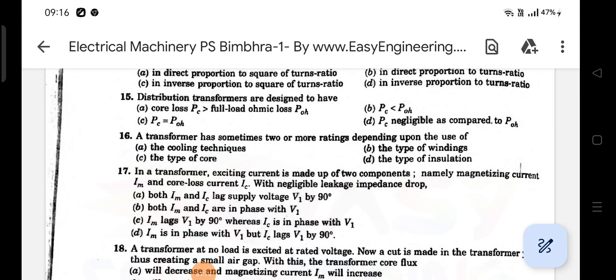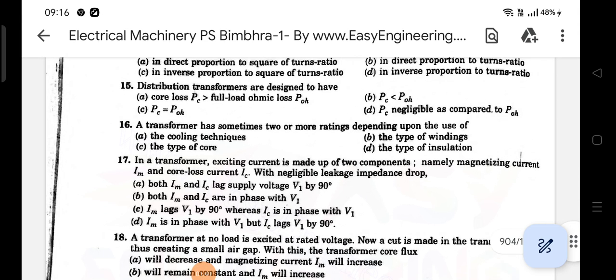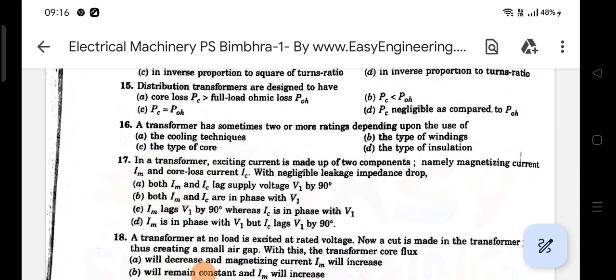In the case of a distribution transformer, while designing, core losses or iron losses are equal to 2 times the copper losses. That means copper losses are more than iron losses in a distribution transformer. In the case of a power transformer, iron losses are equal to copper losses while designing. That means from the given options, Pc is less than Po, suffix H. That means the second option is correct.